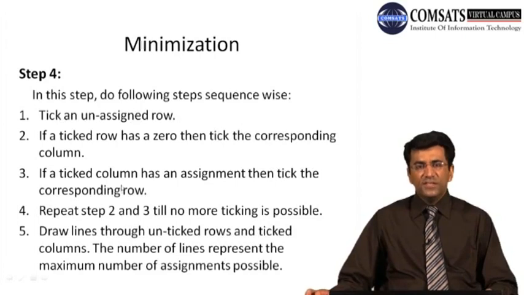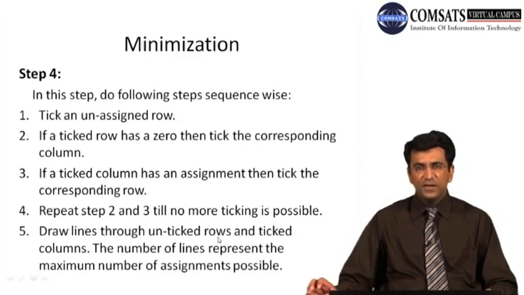So this is a 3-way step, and again you may be feeling confusion when you read down these steps at this stage, but when we solve the problem, I will explain each of these steps while solving the related problem. We will repeat steps 2 and 3 till no more ticking is possible, and after this ticking, we will draw the lines through the unticked rows.